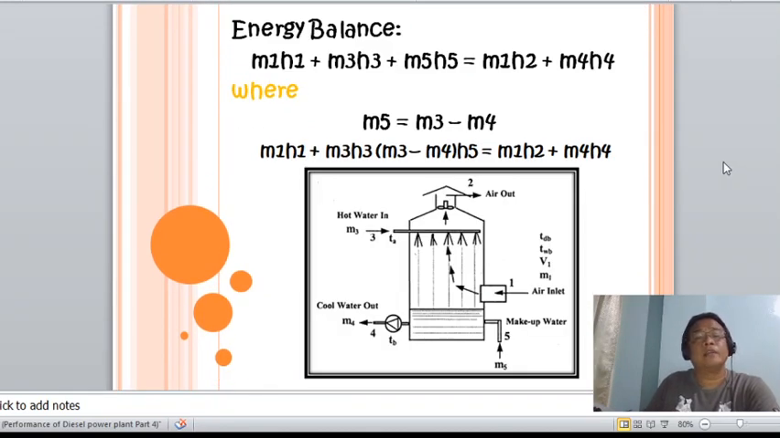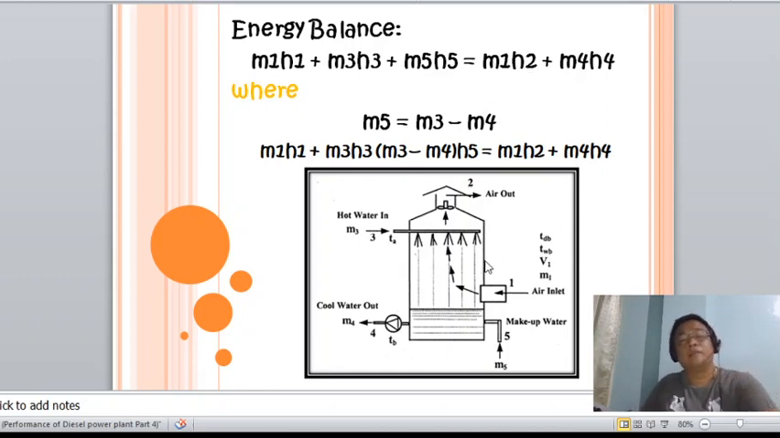So, we have also here the energy balance in the tower. That is M1 multiplied by the enthalpy at 1, so this is for air, plus M3, this is the hot water, multiplied by the enthalpy at 3, plus the mass of the makeup water multiplied by the enthalpy of the makeup water, equals the mass of air entering the tower again multiplied by H2.